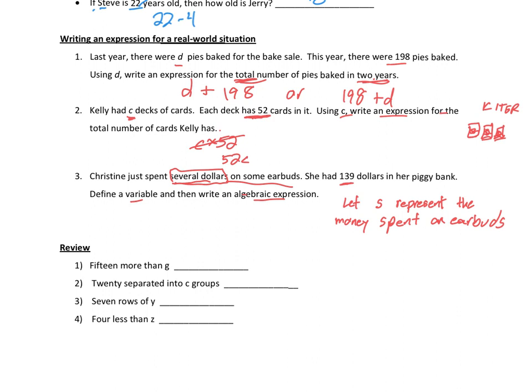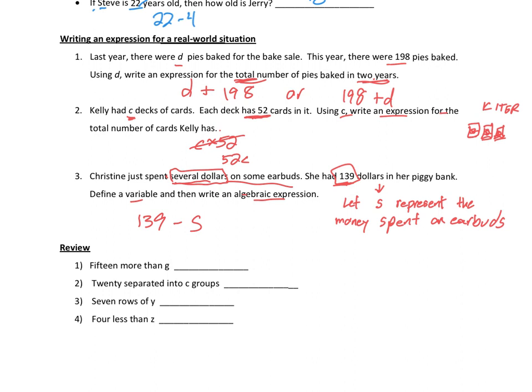So what did she start with? 139 or S? Yeah, 139. So she's starting with 139. And then we're subtracting S from that. And that's how much money she has left.